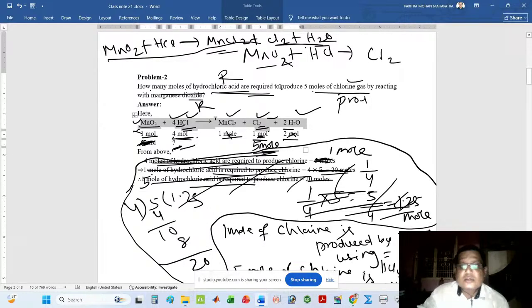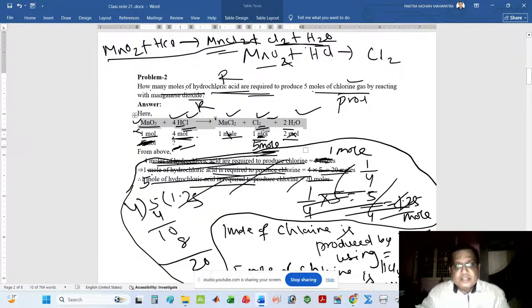How many moles of hydrochloric acid are required to produce 5 mole of chlorine gas by reacting with manganese dioxide? Here the equation is MnO2 plus 4HCl gives MnCl2 plus Cl2 plus water. This is the balanced equation. Here I can write the relation: 1 mole, 4 mole of HCl, 1 mole of MnCl2, 1 mole of chlorine, 2 mole of water.